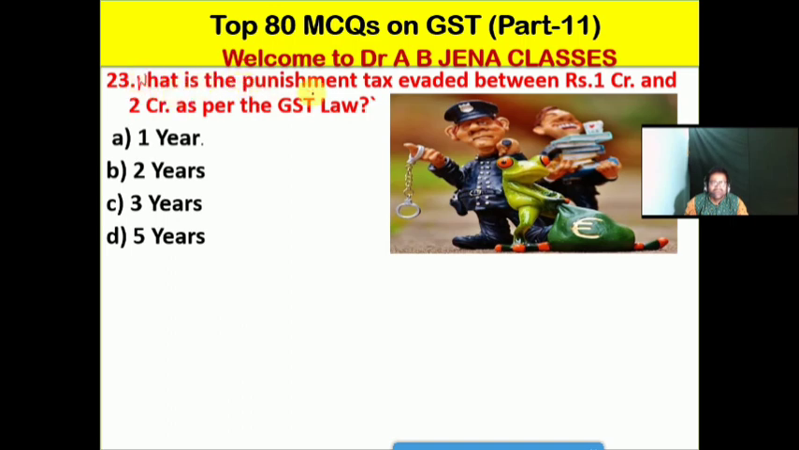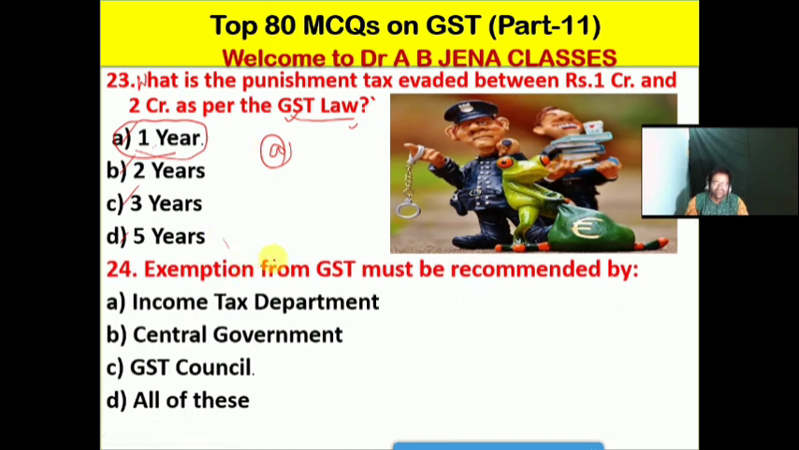So next one हम देखेंगे. What is the punishment for tax evaded between 1 crore and 2 crore as per the GST law? कौन सा कितना ईयर होगा? A, 1 year, B, 2 years, C, 3 years, D, 5 years. No doubt, friends. So A is the right option for this MCQ. There will be 1 year punishment in the case of tax evasion in between the amount that is rupees 1 crore and 2 crore as per the GST Act or the GST law. So friends, A is the right option for this MCQ.